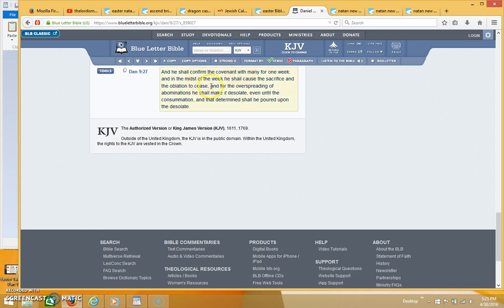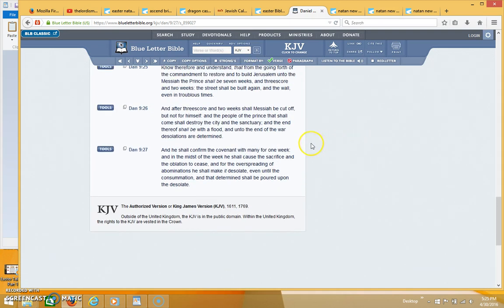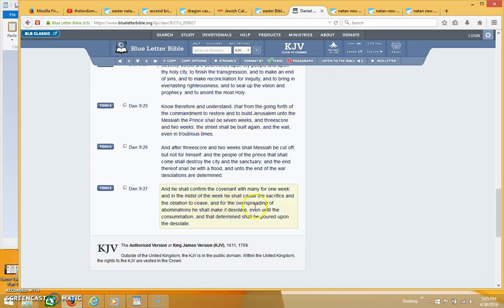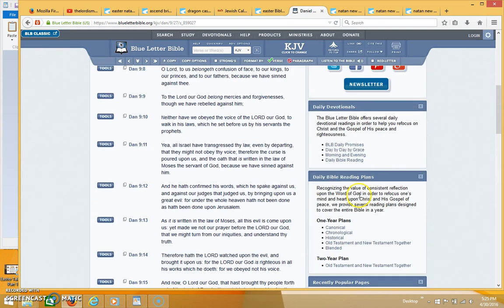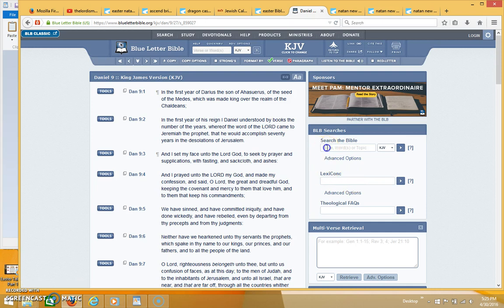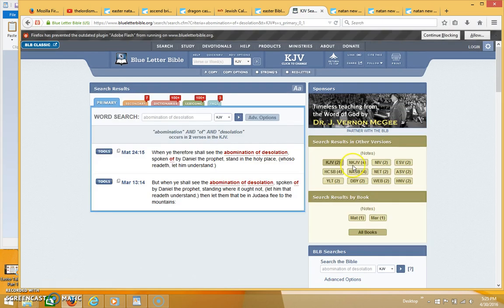And this is the second half of the week that was cut off in the midst, when the Messiah was cut off. And so everything begins again with the abomination of desolation. And you can see where Jesus talks about that in Matthew 24, I believe. Over here you see where Jesus says, "When ye therefore shall see the abomination of desolation spoken of by Daniel the prophet stand in the holy place, whoso readeth, let him understand.